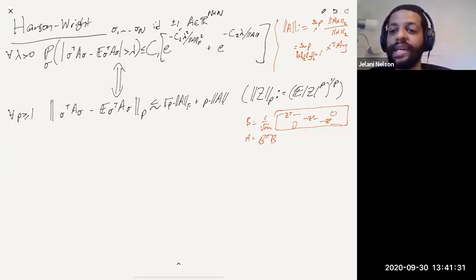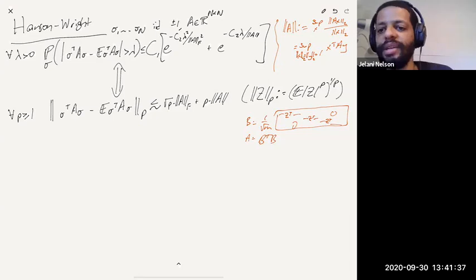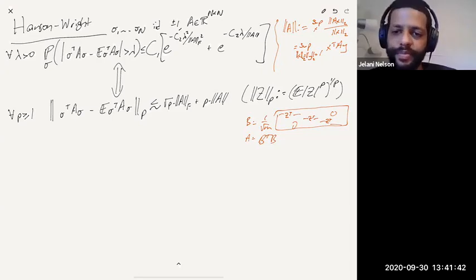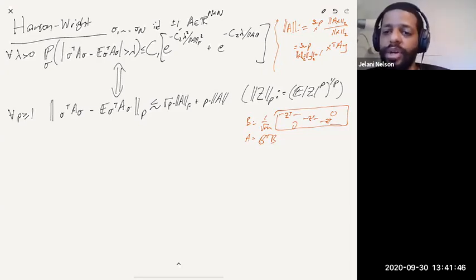So you decay like a Gaussian up to a certain point, but beyond that you don't get as good decay as Gaussian decay, you only start getting exponential decay. Okay. Now, tail bounds and moment bounds are equivalent.